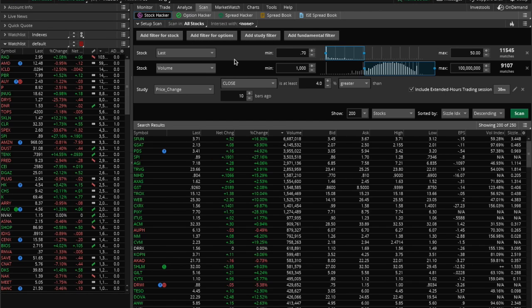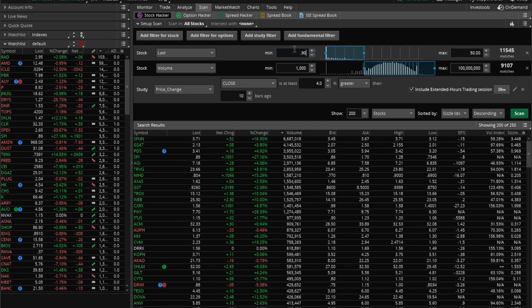So the first one that I have set up is stock, the last price. I want it to be between 70 cents to $50. So it filters out every stock within the stock market and only focuses on stocks from 70 cents to $50. I could change this if I wanted to. I can focus on 90 cents to $50, or for there not to be any max, or whatever it is that I want it to be.